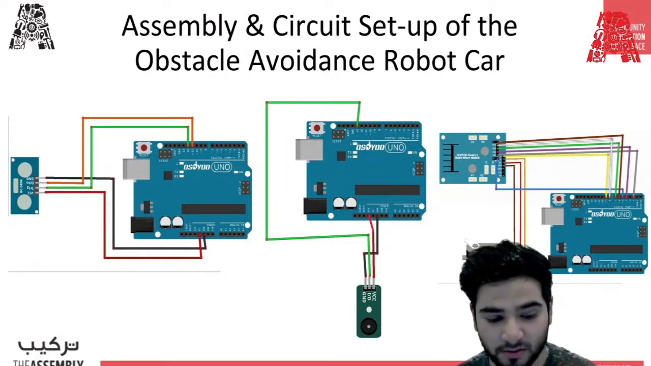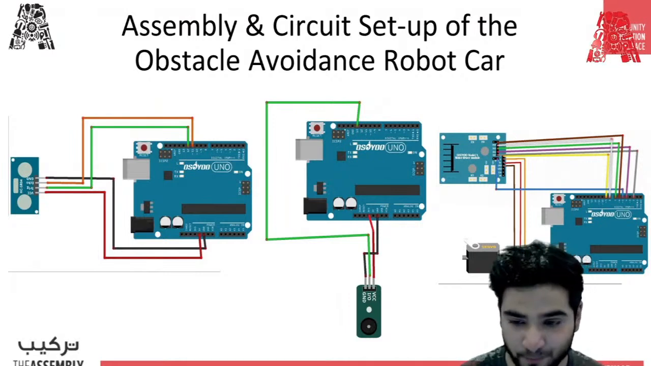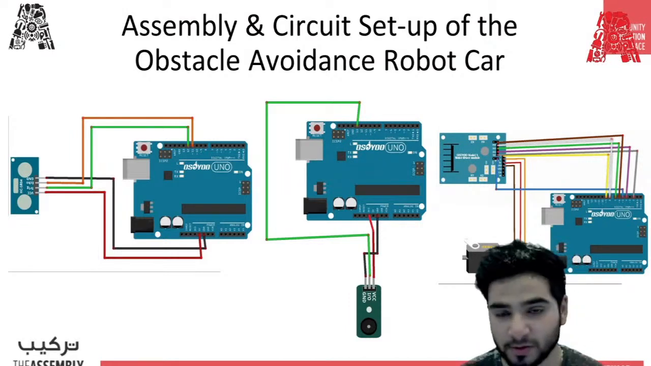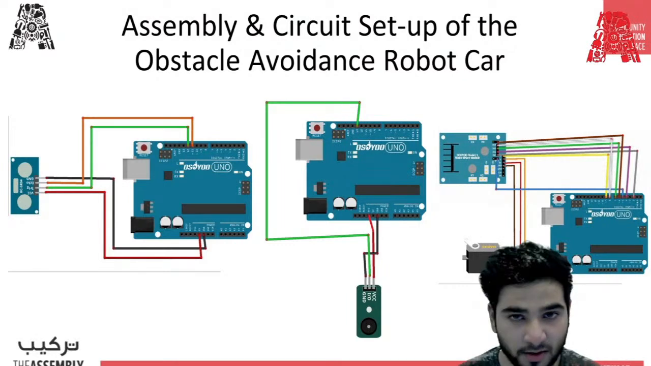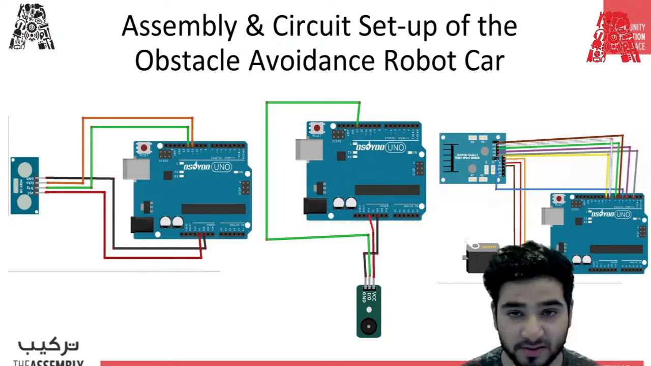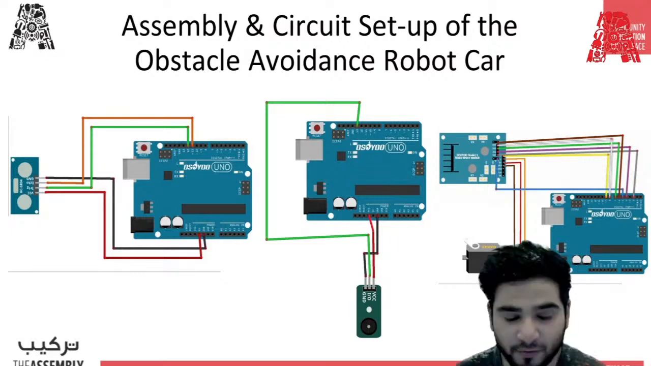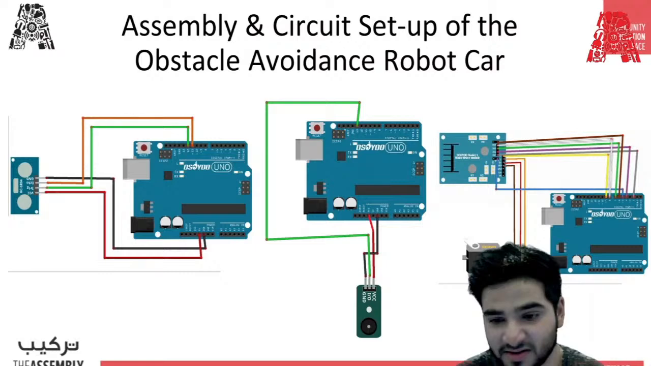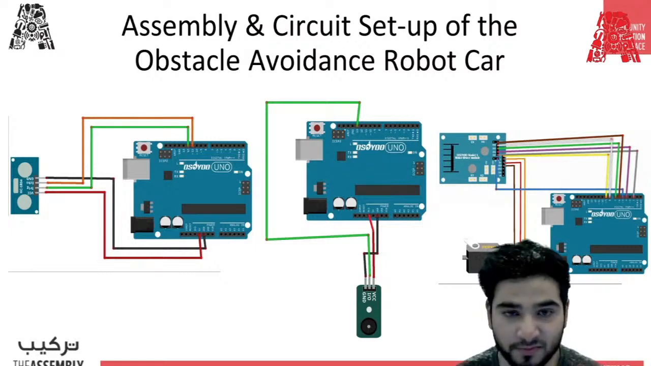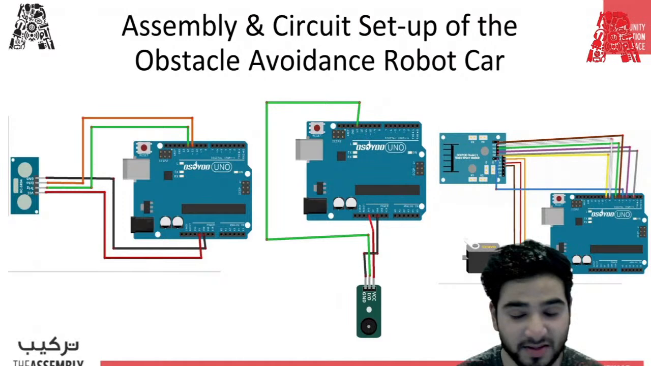Input 1 of the motor driver will go to pin 2 of the Arduino. Input 2 will go to pin 4, enable A will go to pin 5, and enable B will go to pin 6. Input 3 and 4 will go to pin 7 and 8 of the Arduino, respectively. And the S pin, the signal pin of the motor driver, will go to pin 9 of Arduino.